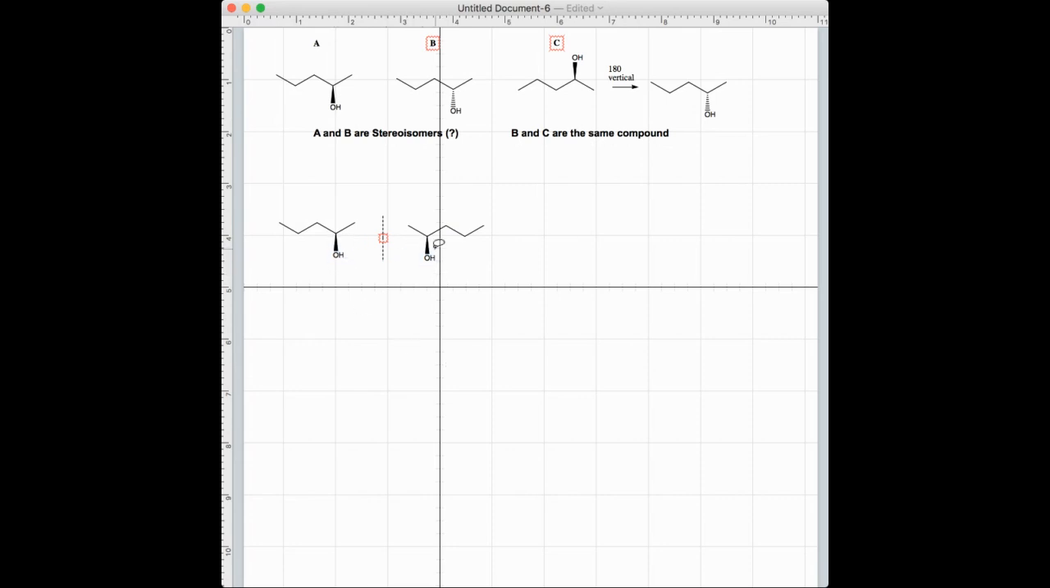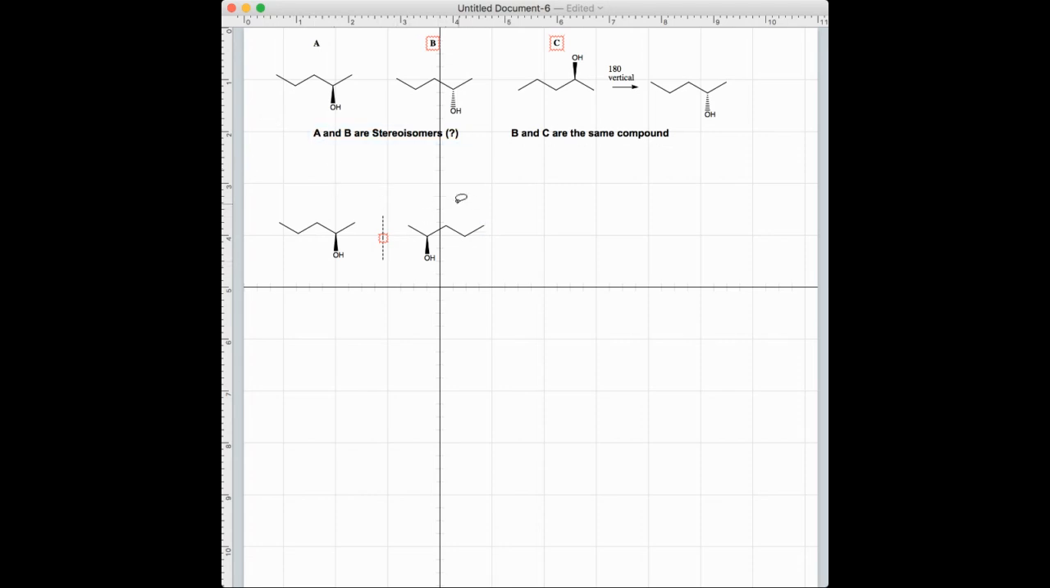So what is the relationship between these two? If this is a mirror image of one another and they are not superposable, how do we classify them? Enantiomers. Okay, so two compounds with the same molecular formula, same connection between the atoms, different orientation in space, which are a mirror image of one another, are enantiomers.